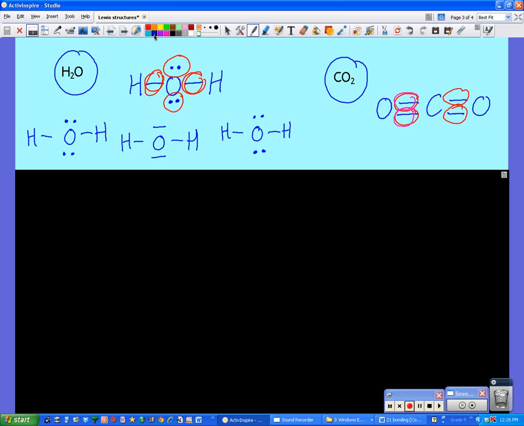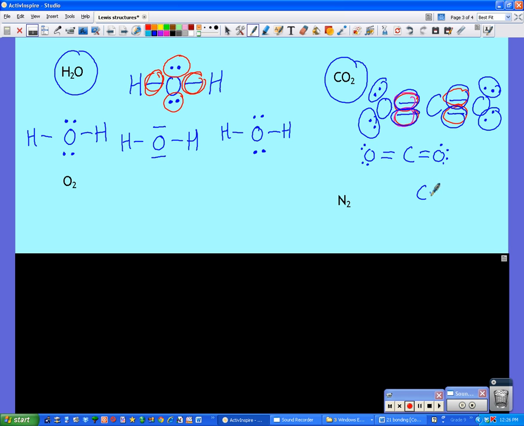So let's put those other 4. 5, 6, 7, 8. So oxygen has got 2, 4, 6, 8 electrons there, and 2, 4, 6, 8 electrons there. So for carbon dioxide, we can show the Lewis structure like so. Or, if you choose, with the lines, we could do it like that.